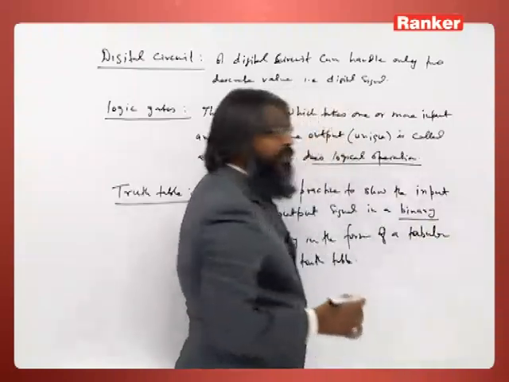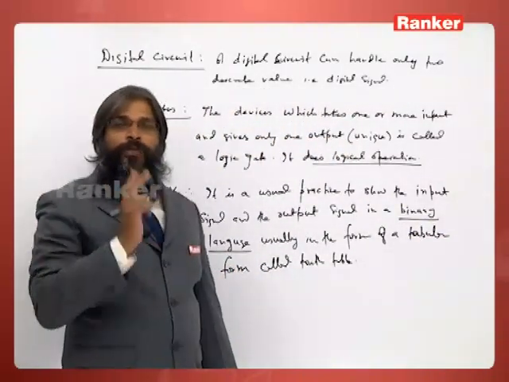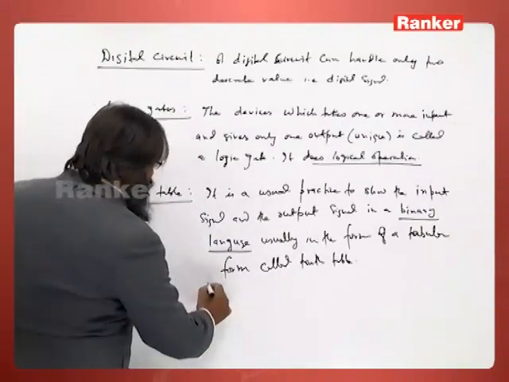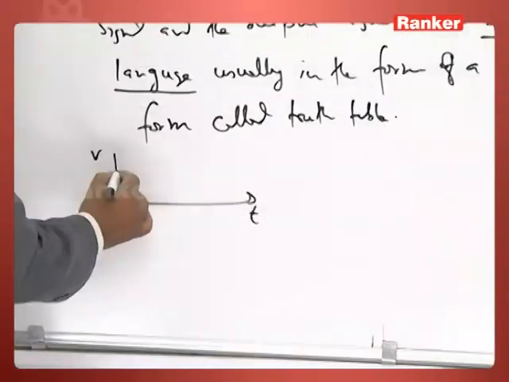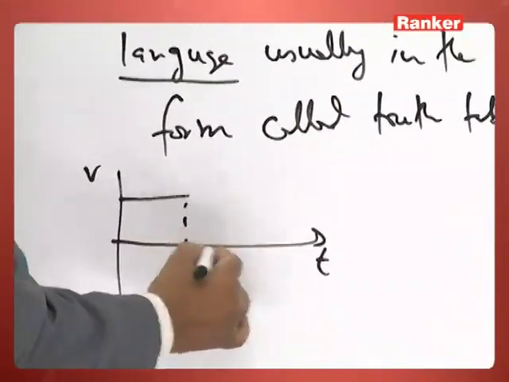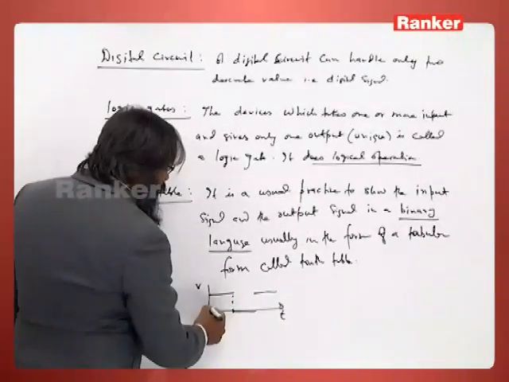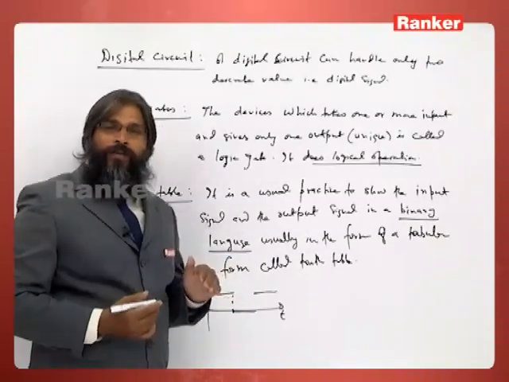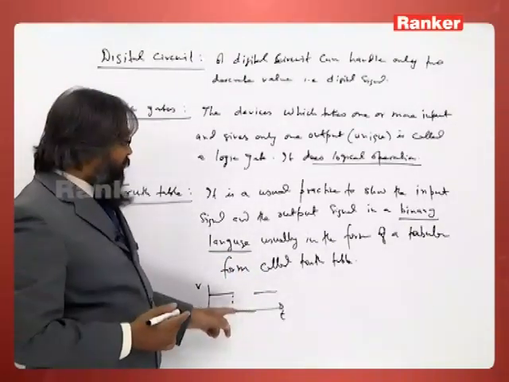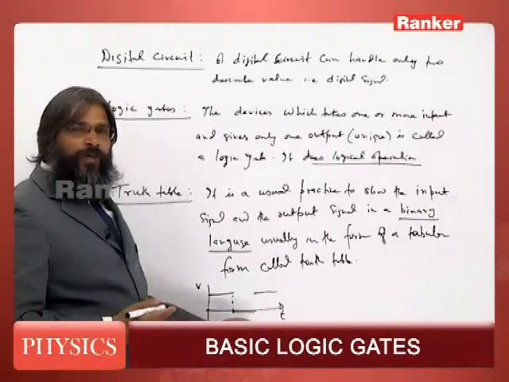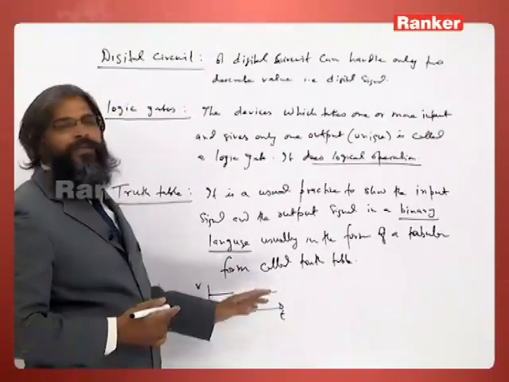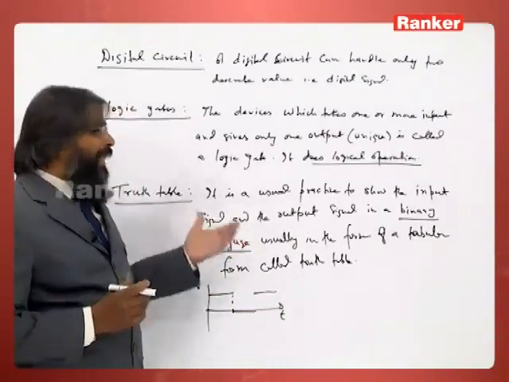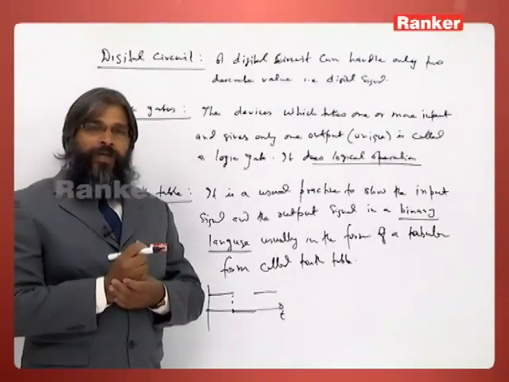Binary language means mathematical language using two digits, 0 and 1. Suppose this is time and voltage, and sometimes the voltage is high, then 0, then high. That means for this time the signal is 1, then 0 and then 1. Whenever we have a high value of voltage, I say it is 1, and when there is no voltage, low value, I say 0. So any logical operation can be described in binary language as a combination of 0 and 1.